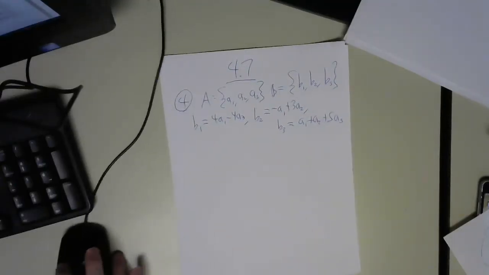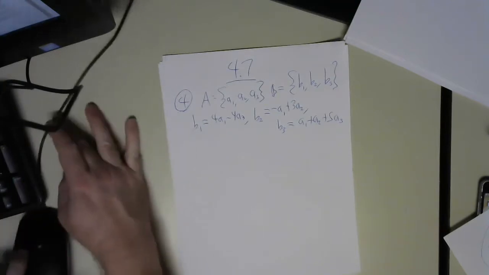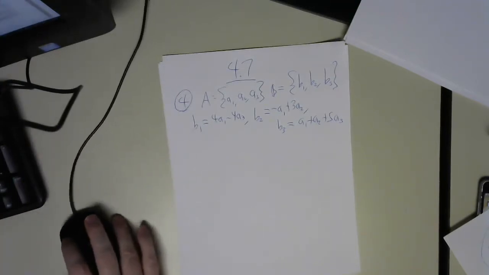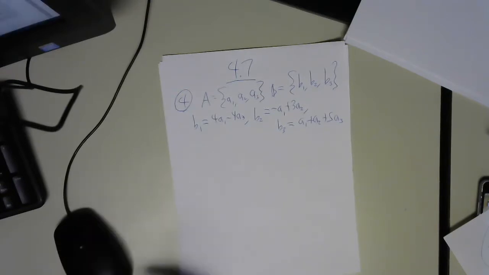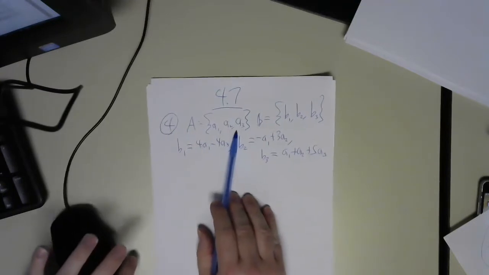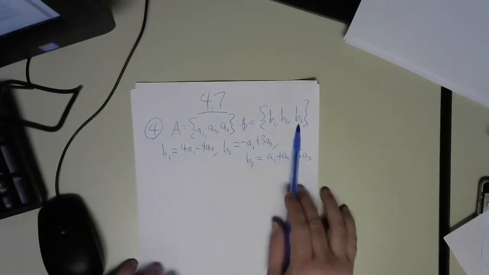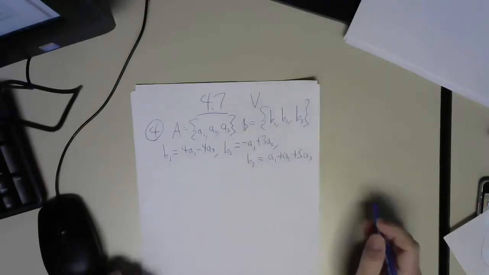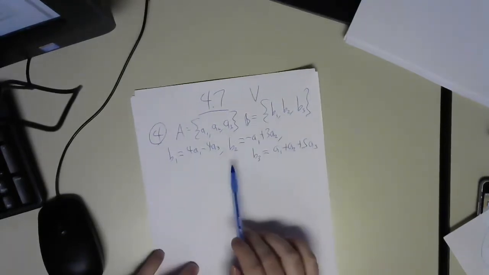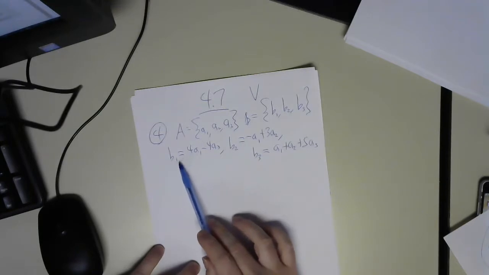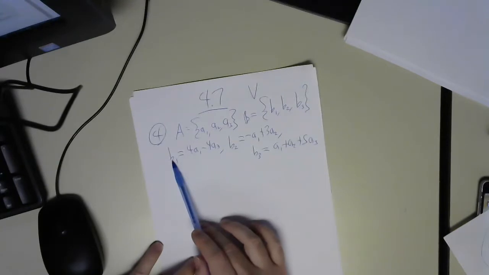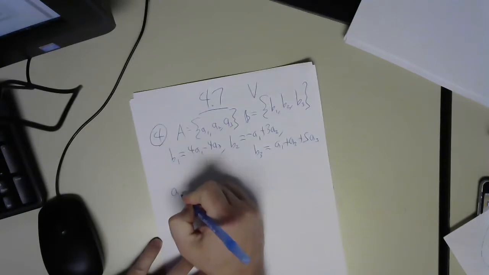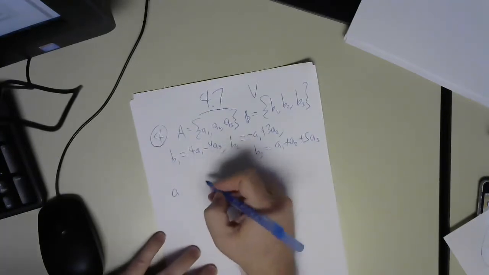Okay, number 4 from section 4.7. It says, let A be this collection of basis elements. Let B be this collection of basis elements for some vector space V. And suppose that you can express the B basis elements in terms of the A basis elements like this. These are all bold-faced letters, by the way, because they're column vectors, okay? And part A says, find the change of coordinates matrix from B to A.